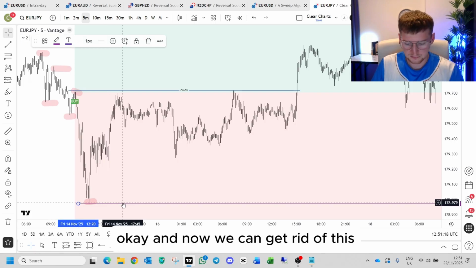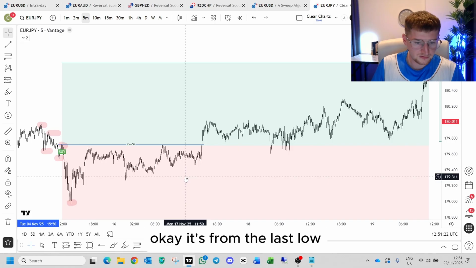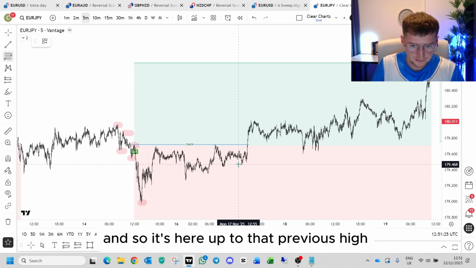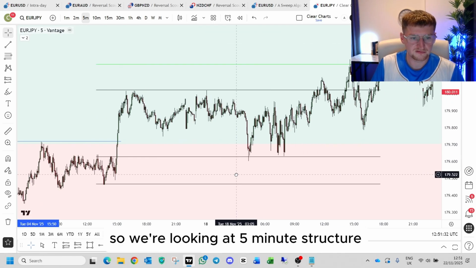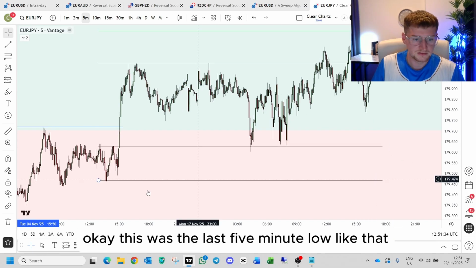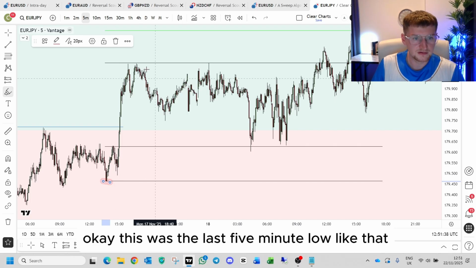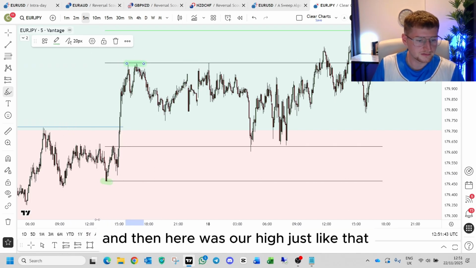Okay, and now we can get rid of this. So here's where we're looking for trades. Okay, it's from the last low, which in this case we can go aggressive and say it's here, up to that previous high, which is there, like that. Okay, so we're looking at 5 minute structure. Okay, this was the last 5 minute low, like that. Let me make that green, and then here was our high, just like that.